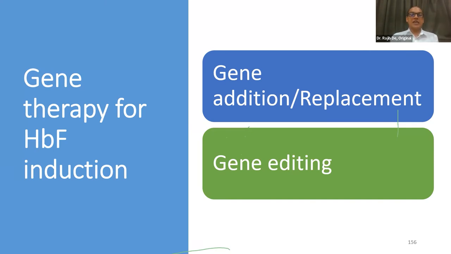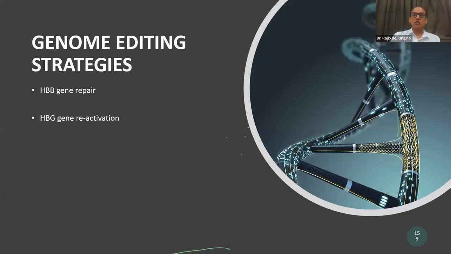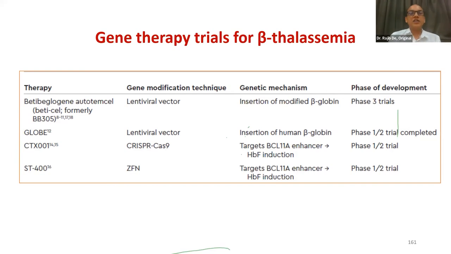Gene therapy is another therapy. Gene therapy has two strategies. One is gene addition or replacement, by correcting the abnormal gene by the lentivirus method. But there can be gene editing also. This gene editing basically manipulates BCL11A or KLF1, and they increase the HbF level and decrease the alpha non-alpha imbalance. So by gene editing method, thalassemia can be controlled, can be managed. And these are the different gene therapies.